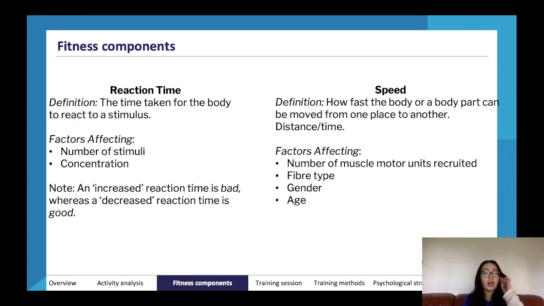Concentration. If you are concentrating on the gun, if you are focused on watching the person with the gun and watching it go off and hearing it, concentrating on it, you will have a faster reaction time generally.